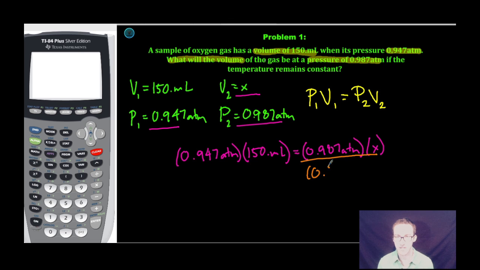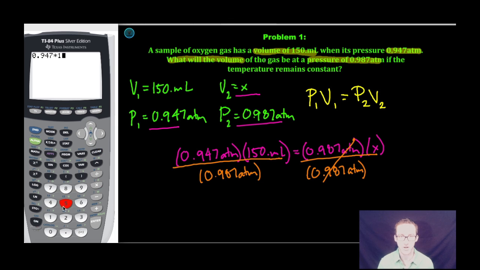I need to divide each side by 0.987 atmospheres, which will cancel out the pressure on the right-hand side. But I need to divide my left-hand side by that same value. I'm going to use my calculator here to finish off: 0.947 times 150 divided by 0.987. As I think about my final answer, notice units of atmospheres have canceled out. I'll be left with a unit of milliliters.